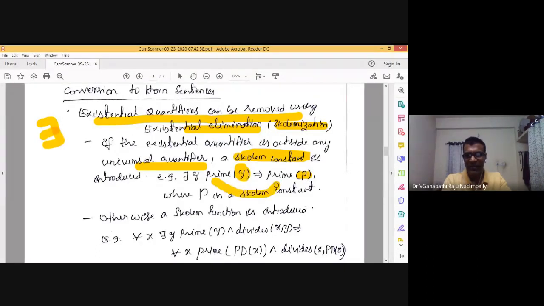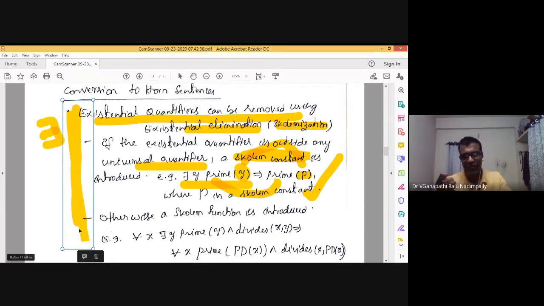Did we do the same thing? Yes or no? If I have a sentence like there exists y, prime of y, we have replaced y with P, where P is a Skolem constant. We have already used this knowledge in the previous problem. But in the examination, if they ask what Skolemization is, you should write about these two rules. The second point is that otherwise, a Skolem function is introduced.